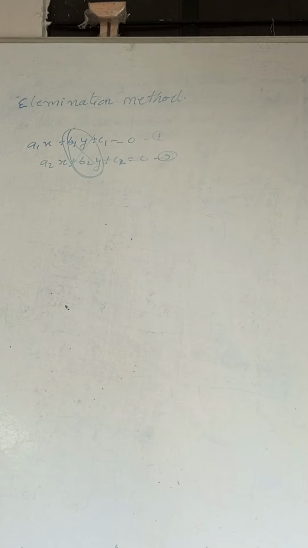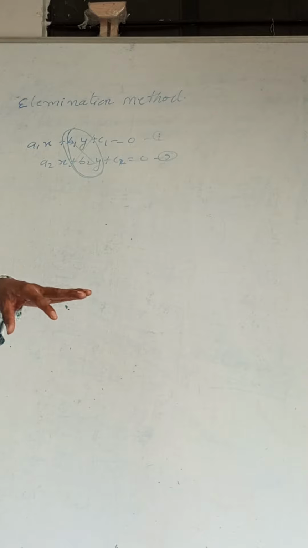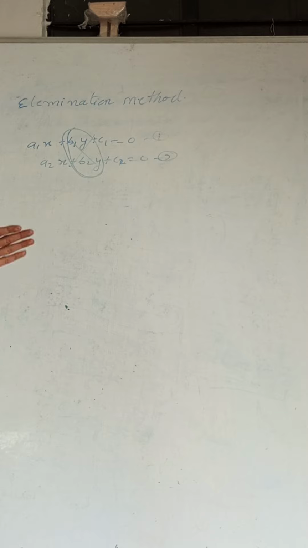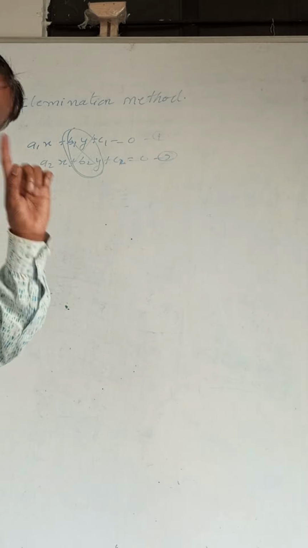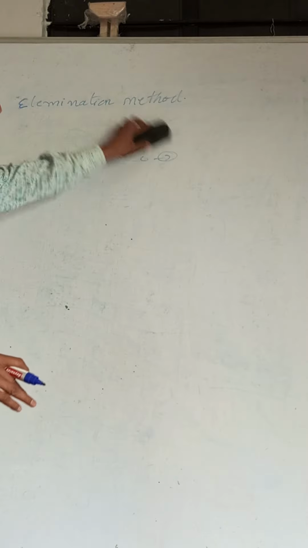Now let's learn it by example. What you have to do: first, in both equations, choose one variable that can be made equal by multiplication or by division. Suppose let it be x or y. You have to make it equal first by multiplication or division, not by adding or subtracting. So we are going to learn by multiplying only, to make it equal.